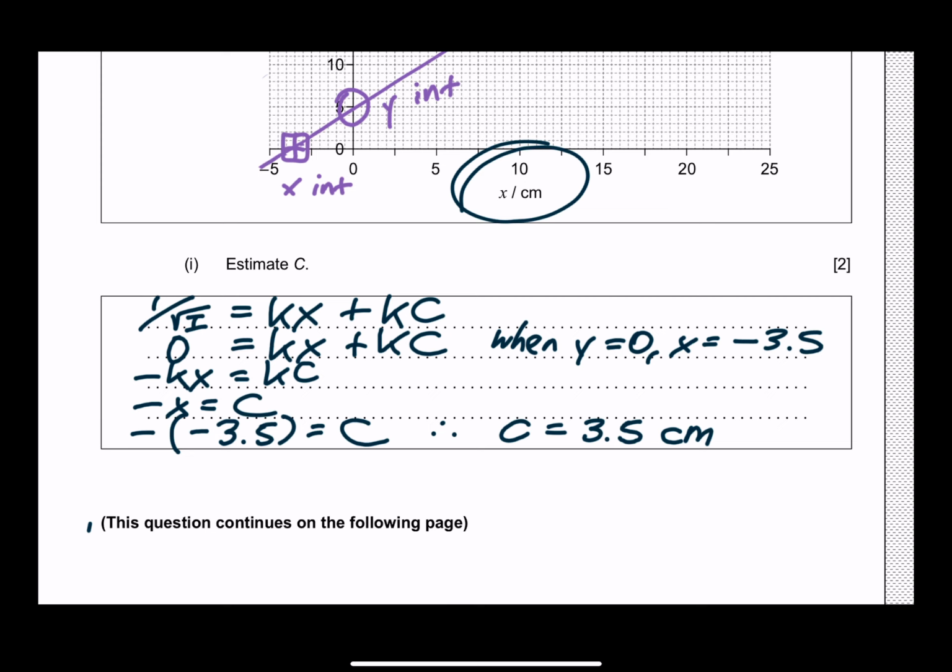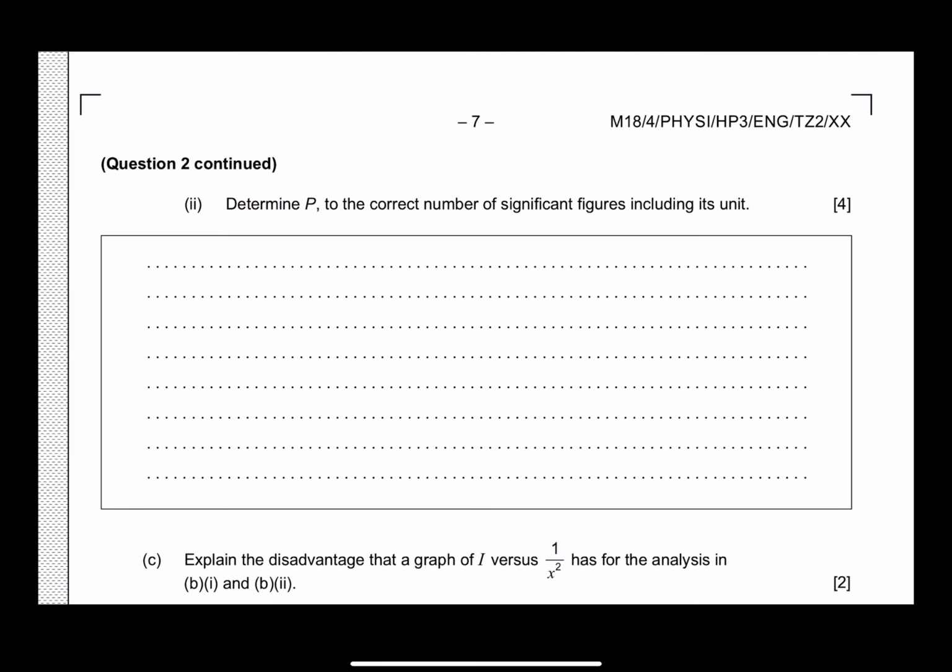And just to be clear, in case you think HESSEL's off his rocker and this is a waste of your time, the mark scheme says that acceptable values are between 3 and 4.5, so my 3.5 centimeters is within range. And the 2 points for this question to be found, one is the recognition of the use of the x-intercept, the second is the actual answer. Okay, so there is C. And then it says find P to the correct number of significant figures.